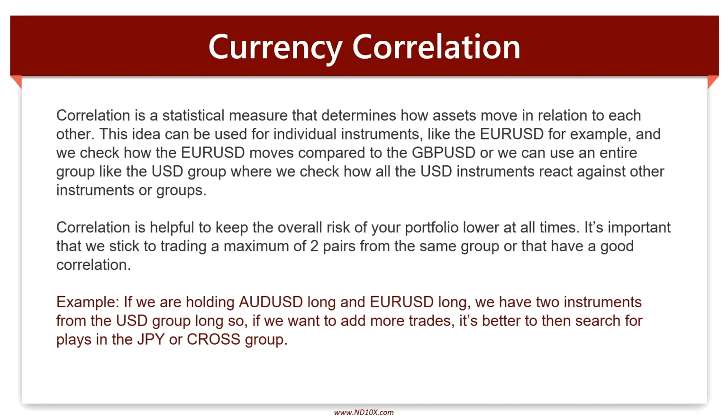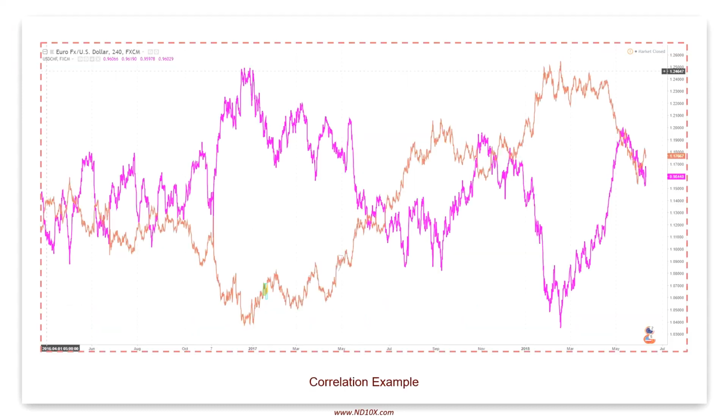Correlation is helpful to keep the overall risk of your portfolio lower at all times. It's important that we stick to trading a maximum of 2 pairs from the same group, or that have a good correlation. For example, if we are holding Aussie dollar long and the euro dollar long, we have two instruments from that dollar group long. So if we want to add one more trade, it's better to then search for a place in the yen or cross group. Let's see a few charts of market correlation and why it's really important.